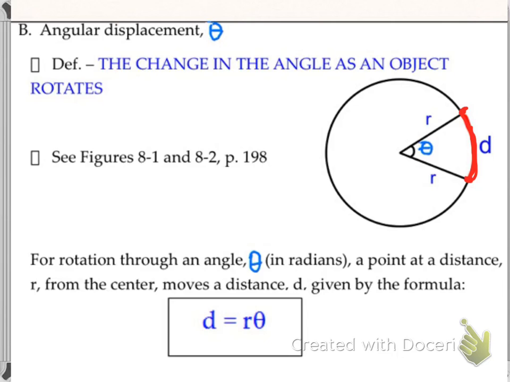We can also relate the angular displacement, which is theta, to that regular displacement, which would be the arced section that you see along a circle, where we talked about putting a string around it and actually measuring that distance. For the rotation through an angle in radians, at a point distance r from the center, you can relate the regular displacement and the angular displacement with the formula d equals r theta.